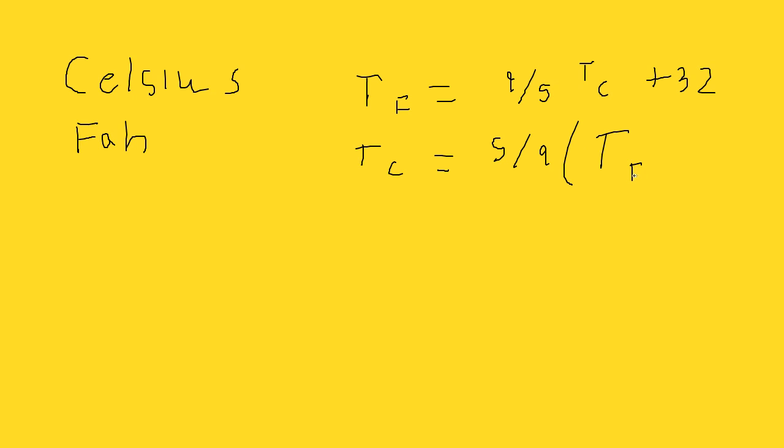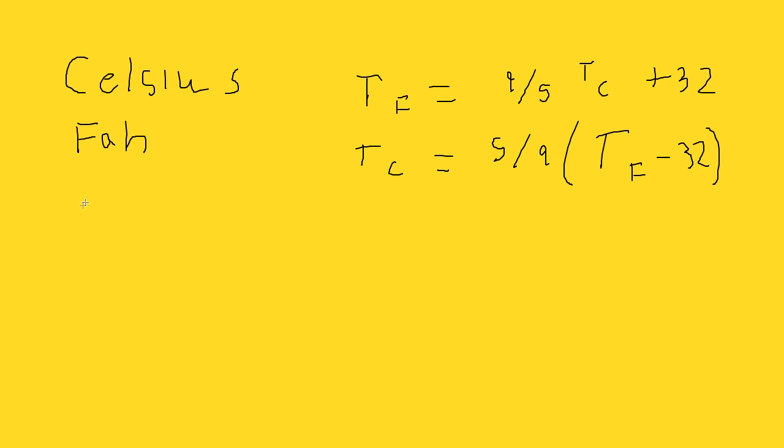Temperature in Fahrenheit equals 9/5 times temperature in Celsius plus 32. And to convert from Fahrenheit to Celsius is 5/9 times temperature in Fahrenheit minus 32.